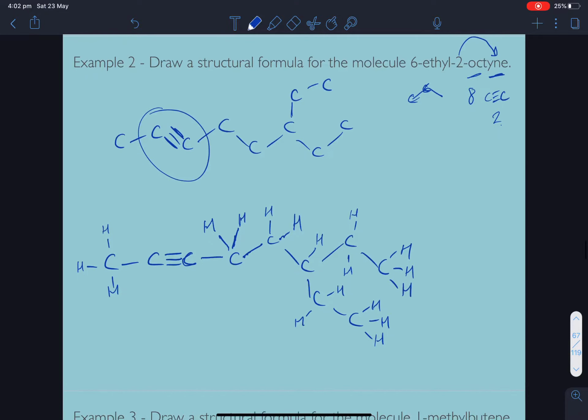Okay, should I sneak in a little skeletal? All right, I'm going to start it with the triple bond. 1, 2, 3. Should I do it with straight lines? I'm sure it's going to make someone happy.